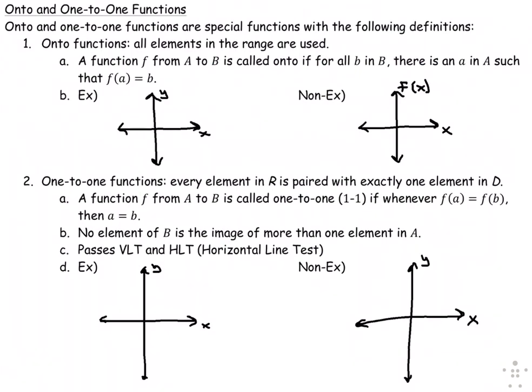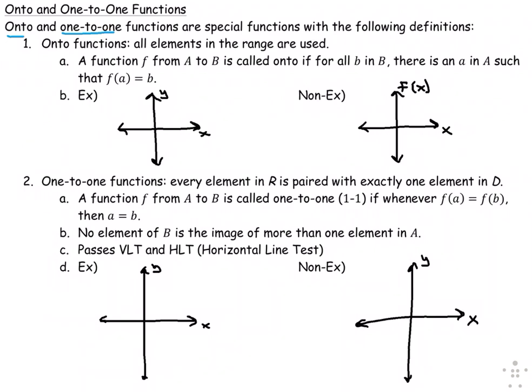The next two concepts are very important, and you will always want to keep your eye out for identifying whether a function that you're working with is considered to be onto and one-to-one. So onto functions, all elements in the range are used. So think of onto as every range or dependent value that you have has a pairing. So that's basically like saying every female student has a date to the prom.